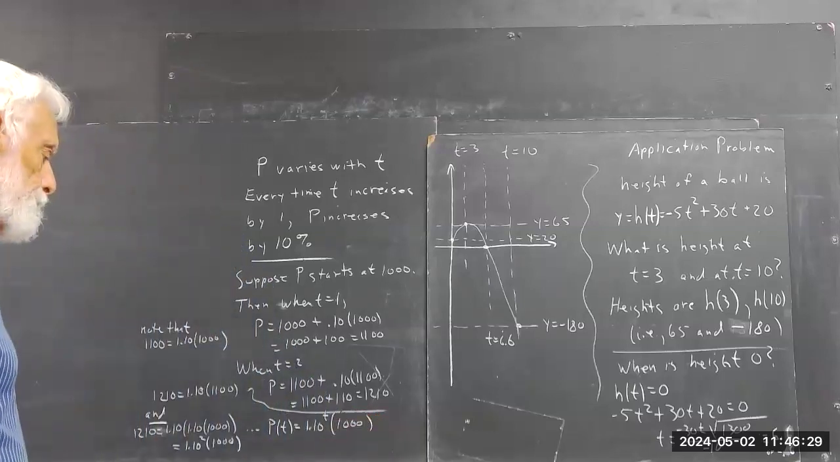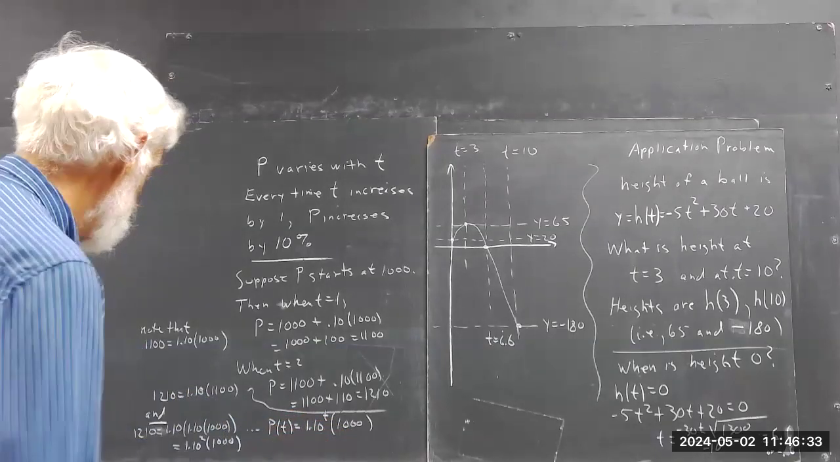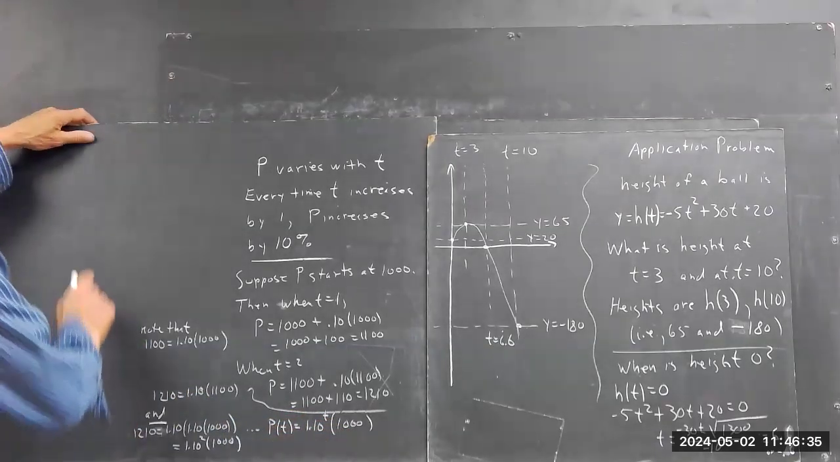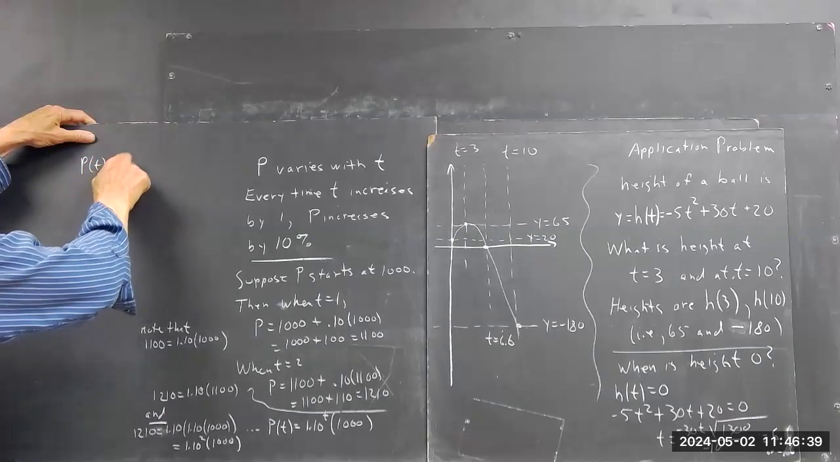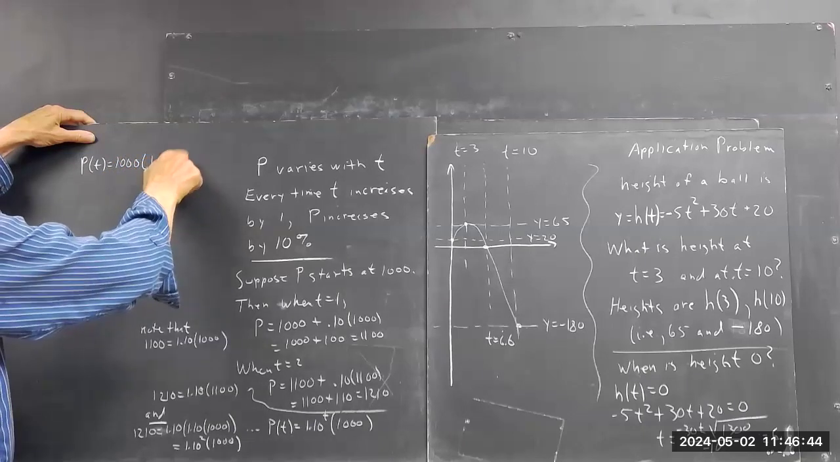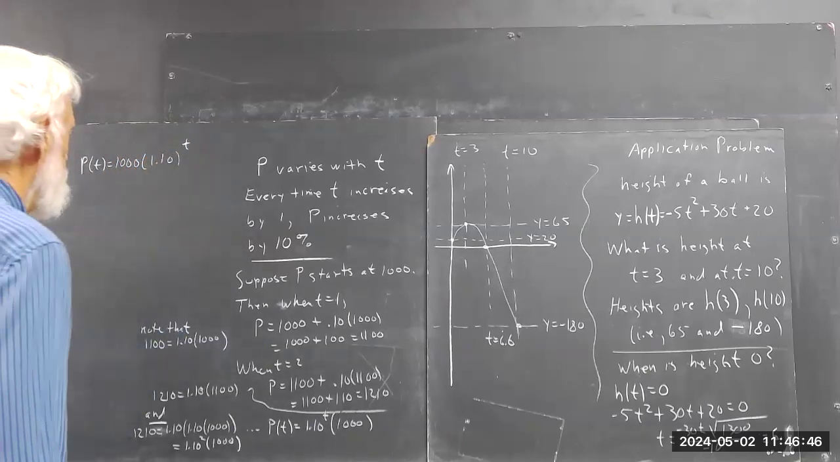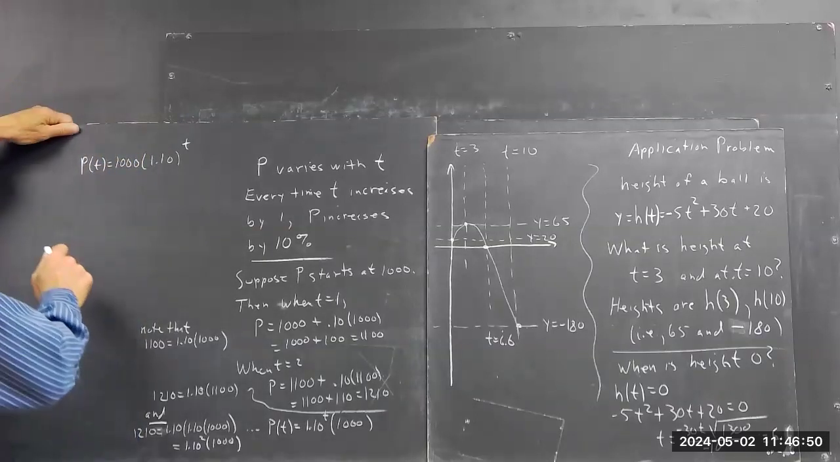P of t turns out to be 1.10 to the t times 1,000. So now we have this function. P of t equals 1,000 times 1.10 to the t.